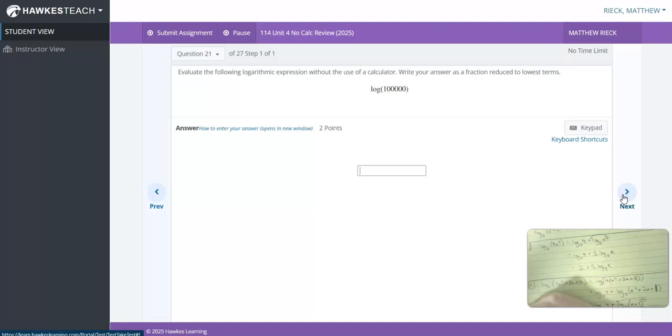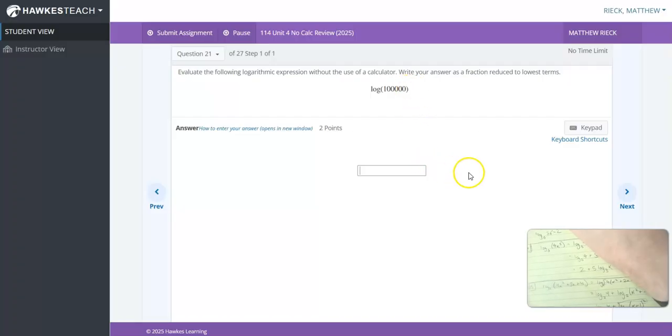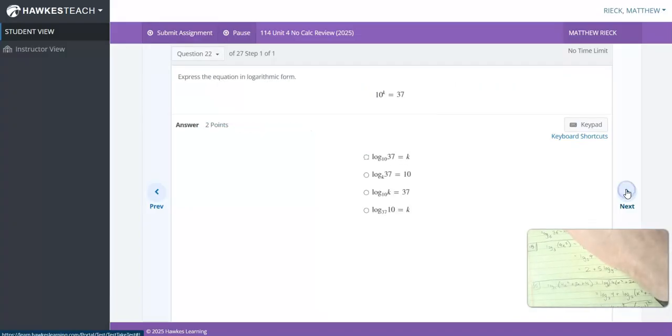So yeah, when you have the log of a number that's 1 followed by a bunch of zeros, the answer is just going to be however many zeros you have. So when you have the log of 10, you have 1 zero, so that's going to equal 1. When you have the log of 100, you have 2 zeros, so that's going to equal 2. I think we had that one earlier. So in this case, we have 1, 2, 3, 4, 5 zeros. So the log of that is just going to equal 5 for the common logarithm.